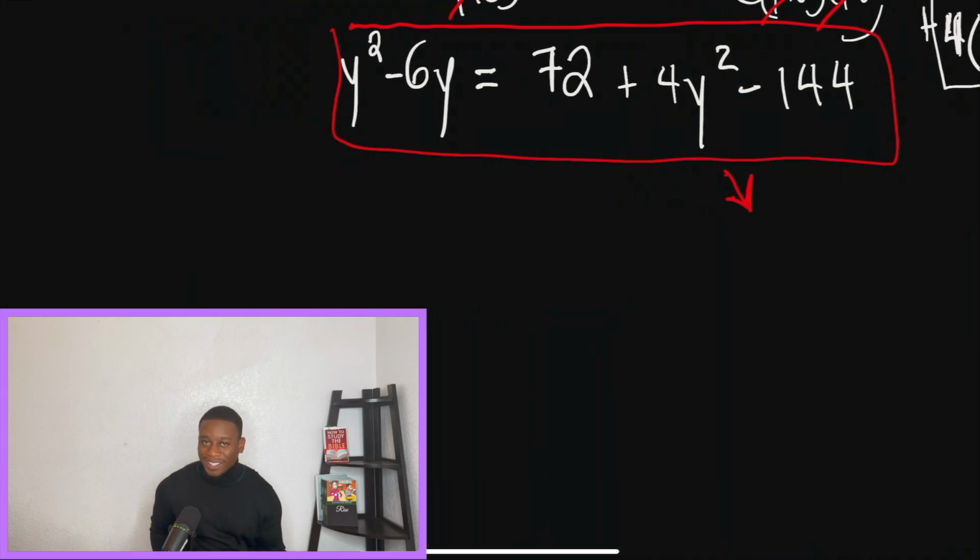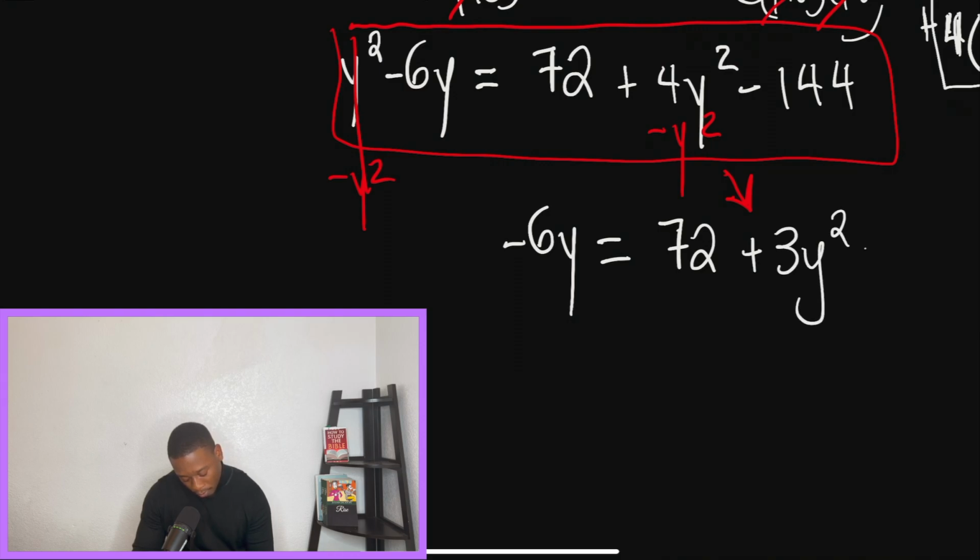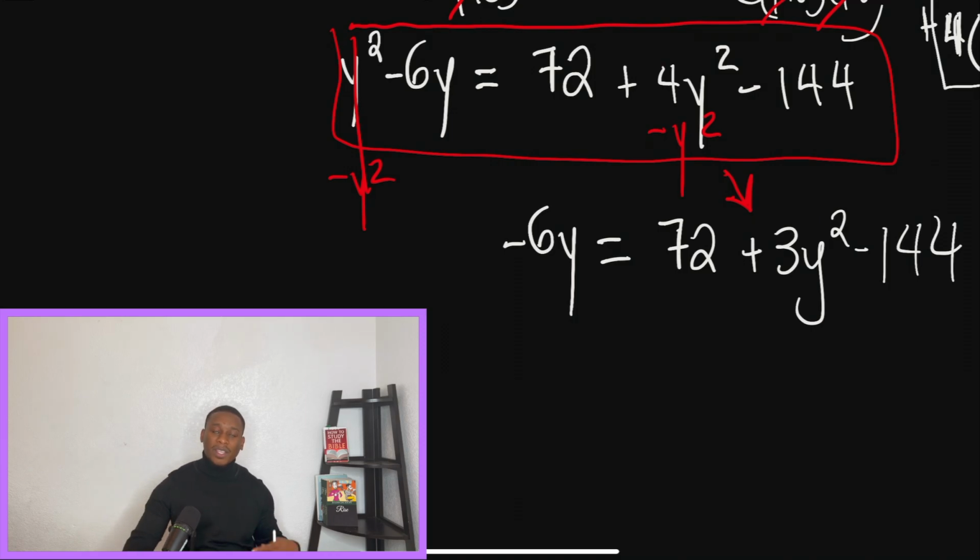But before we factor, we're going to have to combine all our terms and get it into standard form. So with that being said, we're going to combine our y squared terms. So I'm going to subtract y squared from itself and its like term. And as we continue solving this equation, this is what the next step should look like. All right, so now we have negative 6y is equal to 72 plus 3y squared minus 144.